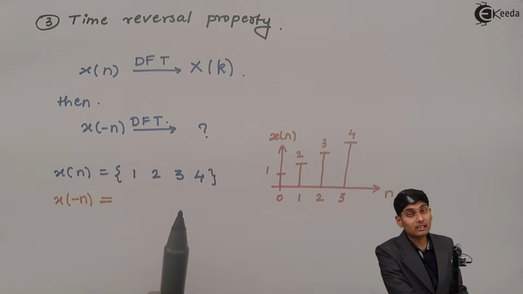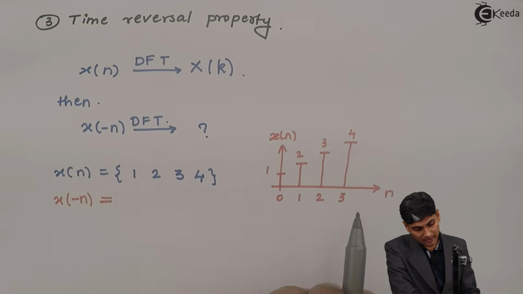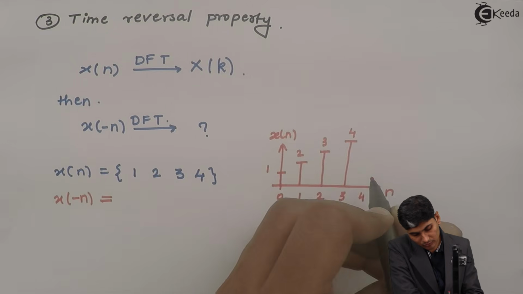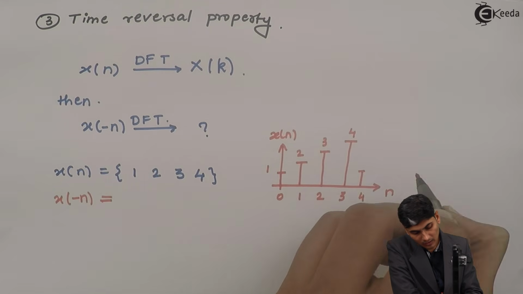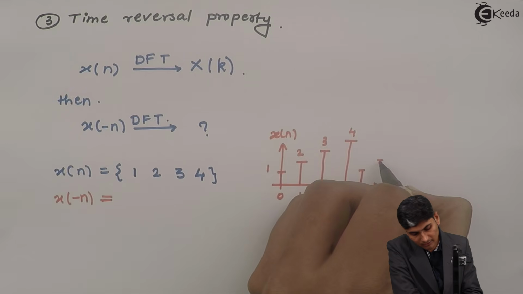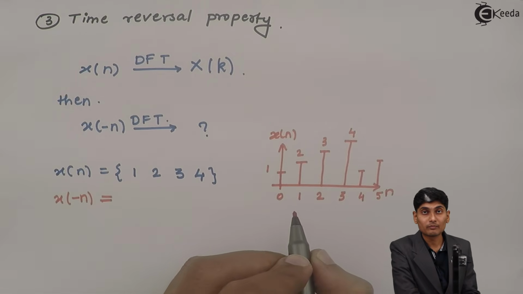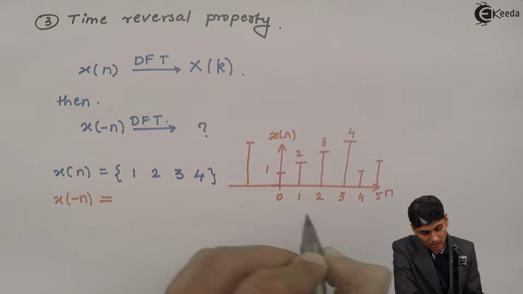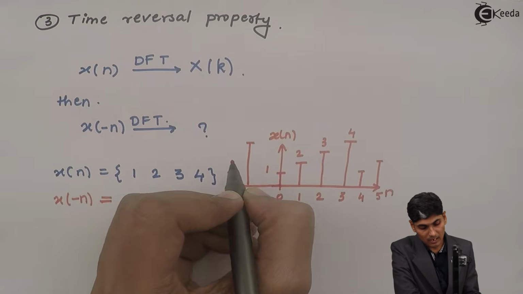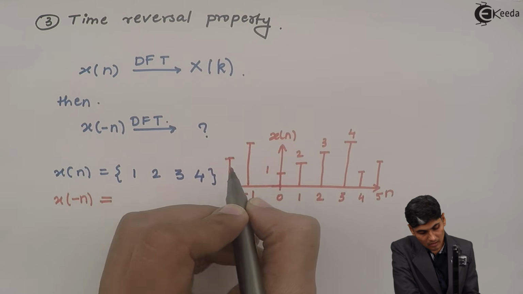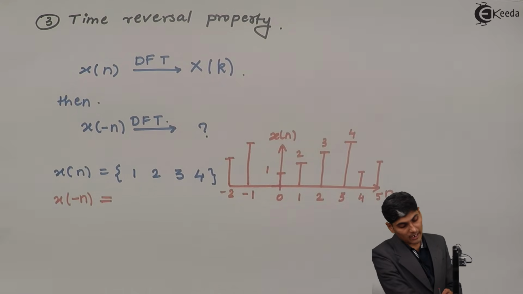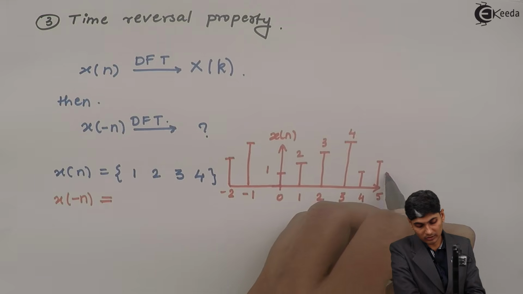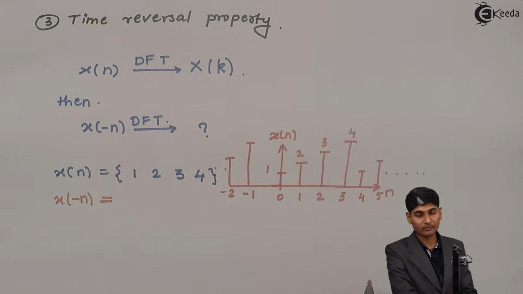Assuming that the given signal is periodic, this signal will repeat itself after 3. That means at n is equal to 4, I will have 1 again. At n is equal to 5, I will have 2 again, and so on. In similar fashion, if I see at the negative side, I will see a 4 at n is equal to minus 1. Then I will see a 3 at minus 2, the value of the amplitude as 3, and so on and so forth. So this is an infinite length sequence in both the sides.